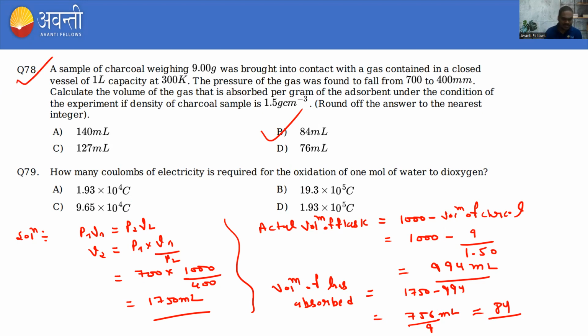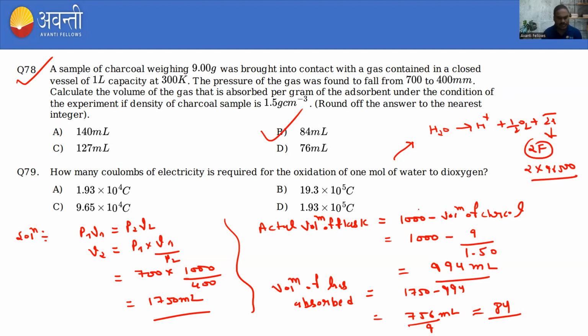Now, move to the next question. That is, how many coulombs of electricity is required for the oxidation of 1 mole of water to dioxygen? This is a very simple question. 1 mole of water, that is H2O, will decompose to give H plus, half O2 and 2e electrons. So only 2e, that is 2F of electricity. So 2 into 96,500. So this much charge is required, right?